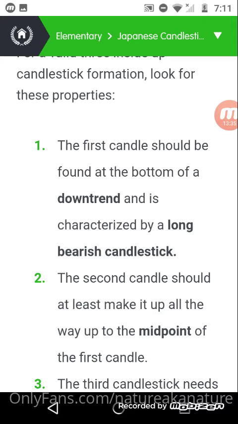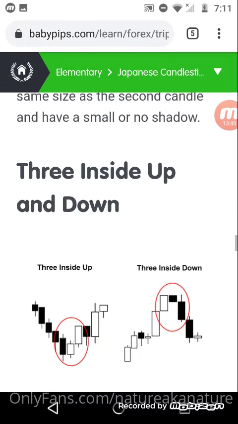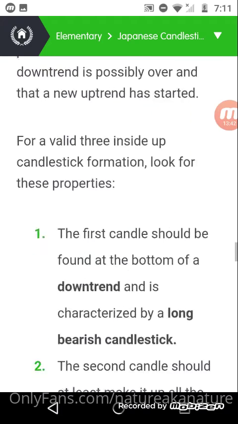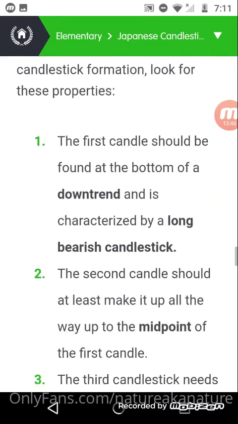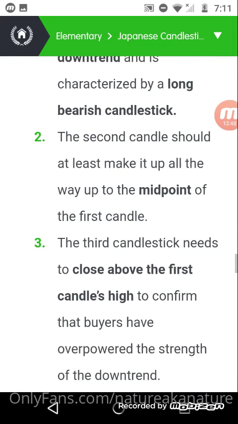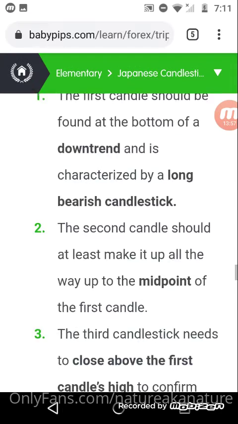So it should at least make up halfway, the midpoint of the first candle, which it has. It met halfway of the midpoint of the first candle, meaning that momentum wants to go up, all the way up, but it met halfway. And then the third candlestick needs to close above the first candlestick, and it did. So boom, that's how you know it's a clear reversal.